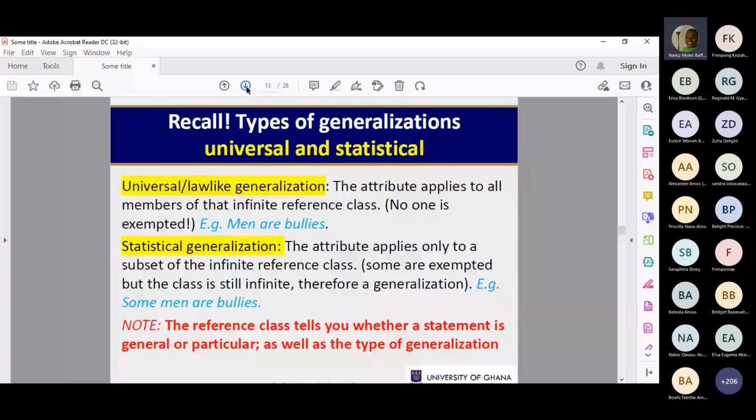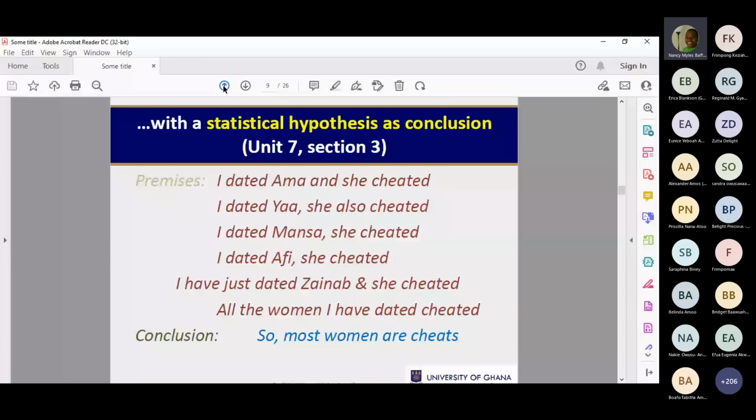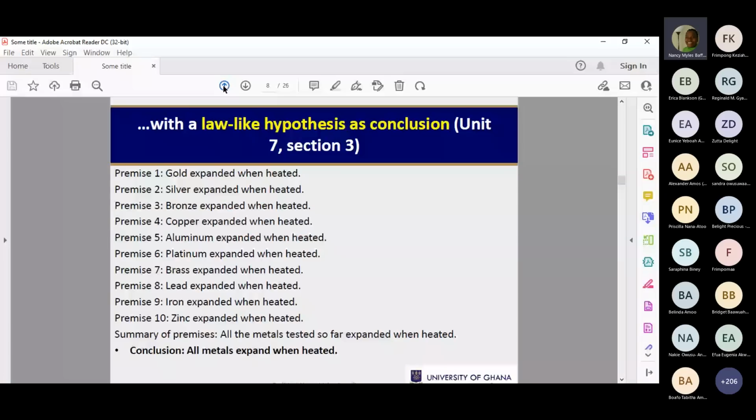Okay, so from premises to conclusion, if I'm moving from premises that have a finite reference class and I conclude, let's go back up, and I conclude with a conclusion, look at it, like this example on our screen. From gold expanded when heated, bronze expanded when heated, etc. These are all particular statements. Now it makes sense to you. They're all particular instances. Then I conclude, therefore, all metals. The earlier one is a summary of the premises, so it's not the conclusion. The conclusion is this. Therefore, all metals expand when heated.